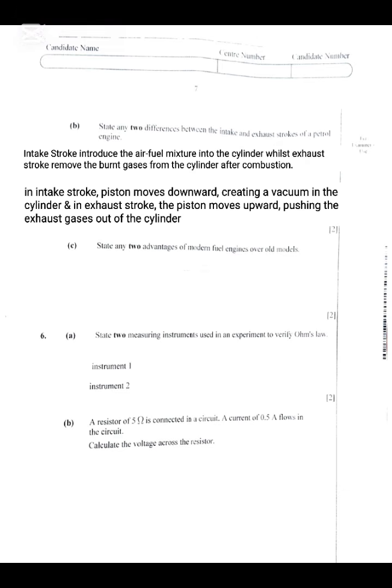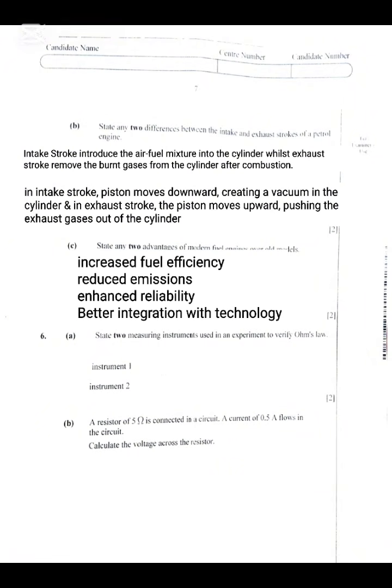And then on part C, state two advantages of modern fuel engines over old models. So the advantages of new engines is that they have improved fuel efficiency, increased power performance, reduced emissions, enhanced reliability and durability, reduced noise, and also better integration with technology.